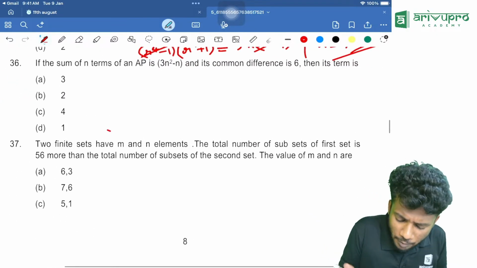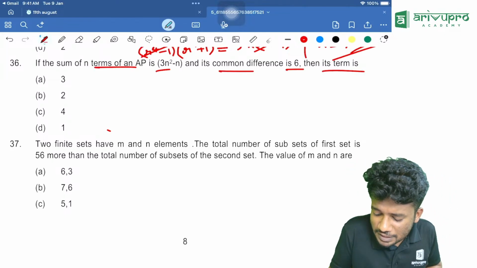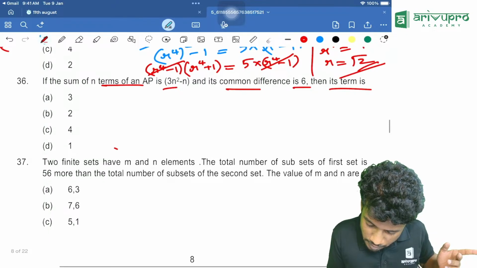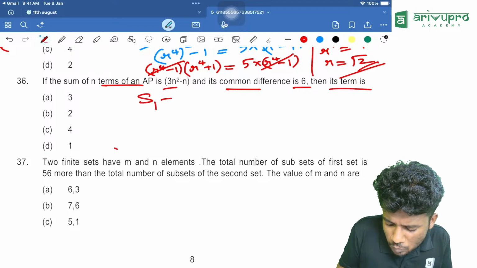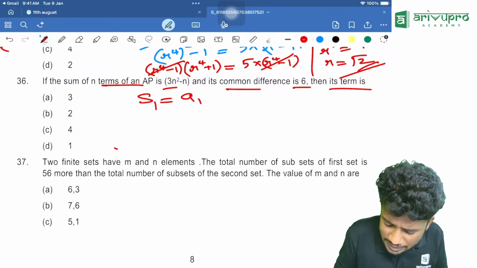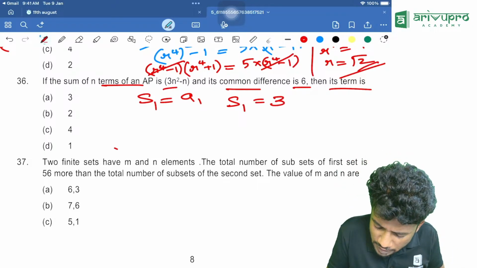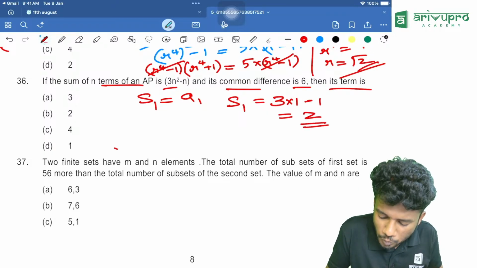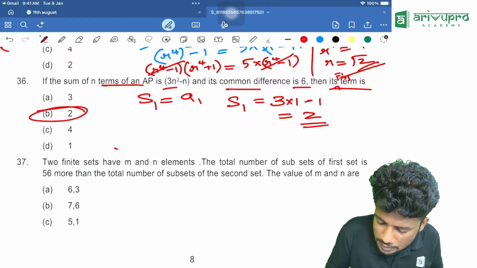Next one, sum of n terms of an AP is 3n square minus n, and its common difference is 6. Then its term is, maybe the first term they are looking at, we will check that. Now, we know that S1 is equal to A1. The first term is nothing but S1 is equal to A1. So, how to find S1? S1 is equal to, instead of n, you will put 1. That is nothing but 3 into 1 minus 1, which is equal to what? 2. So, we can write it as the first term is equal to 2. First term, I'll just add here.